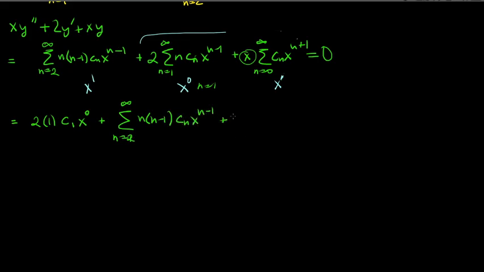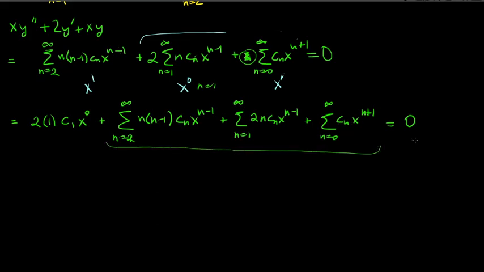So I'm just going to rewrite all this again. There's a 2, so I'll bring the 2 inside. And this x isn't here anymore because I made it x to the n plus 1. So n equals 0, Cn x to the n plus 1, and that's 0. Okay. Now we need to reindex because you can see that this is x to the n minus 1, this is x to the n minus 1, this is x to the n plus 1. We've got to be consistent here for all of these, so let's just do them individually.